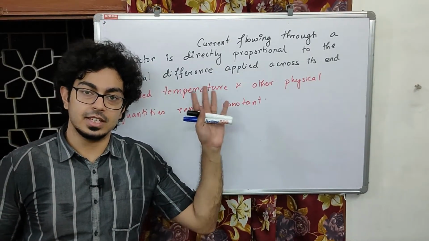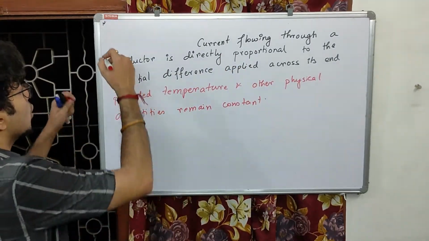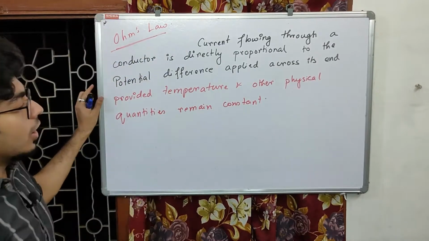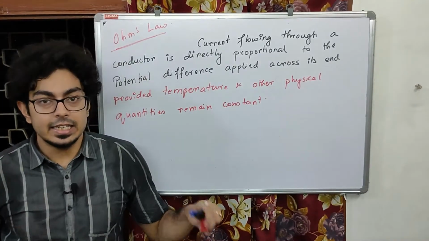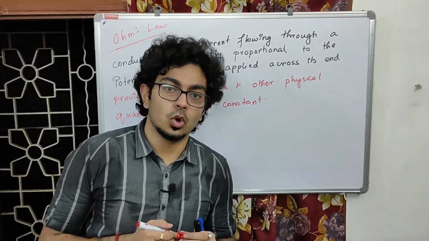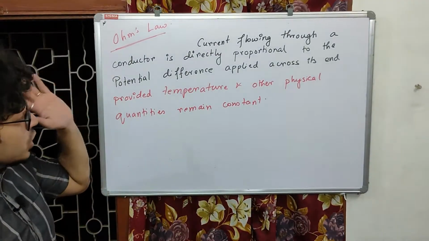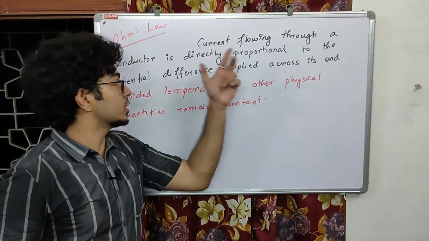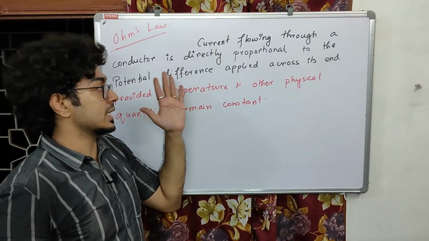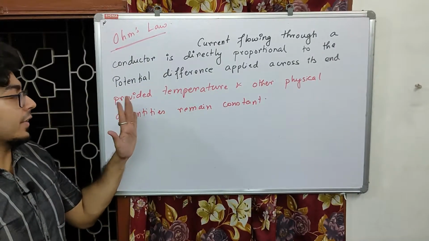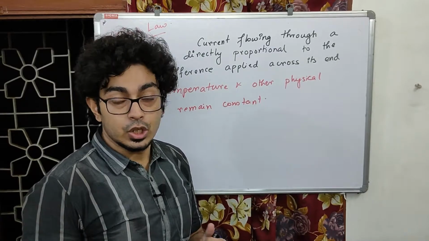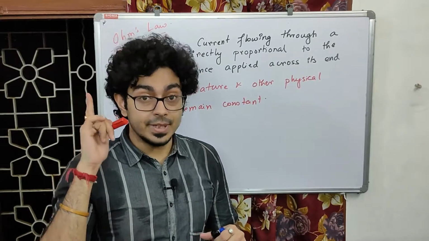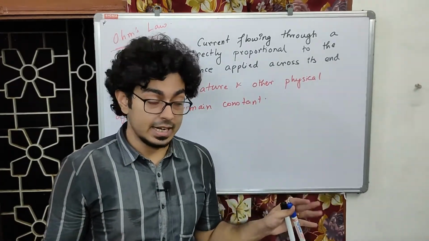This is the famous celebrated Ohm's law, on which the entire electrical part is based. What does it say? According to Ohm's law, the current flowing through a conductor is directly proportional to the potential difference applied across its ends, provided temperature and other physical quantities remain constant.